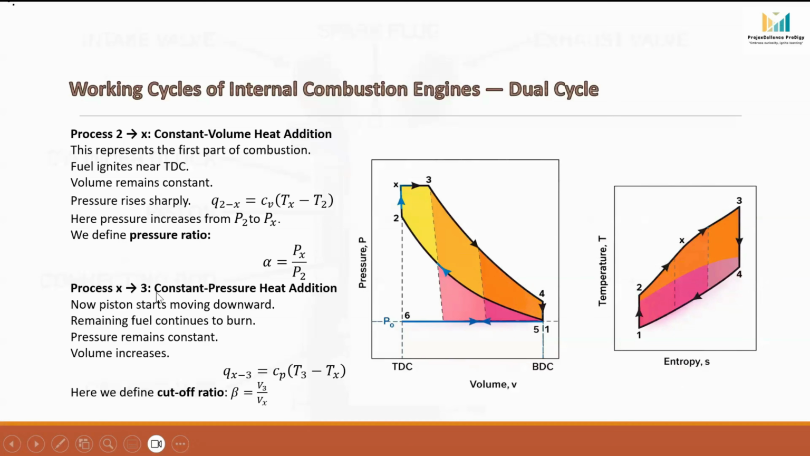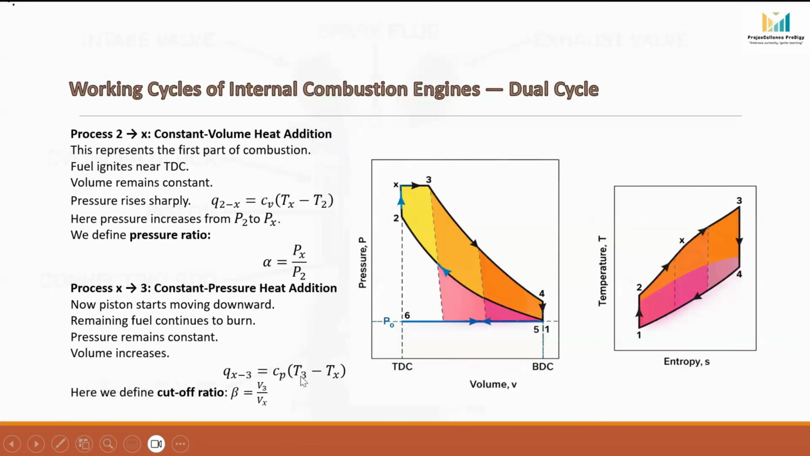Next comes process X to 3, constant pressure heat addition. Now the piston starts moving downward from TDC. Combustion continues, but this time it happens gradually. As heat is added, the gases expand, so the volume increases while the pressure remains approximately constant. This process is similar to the diesel cycle because heat is added at constant pressure.